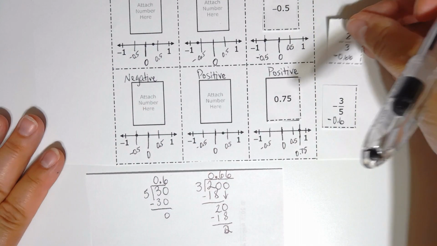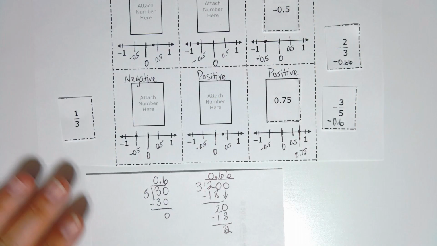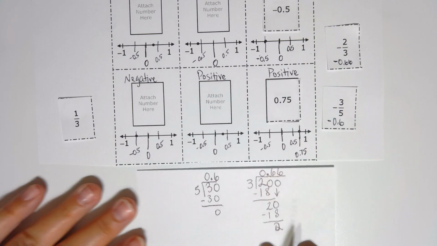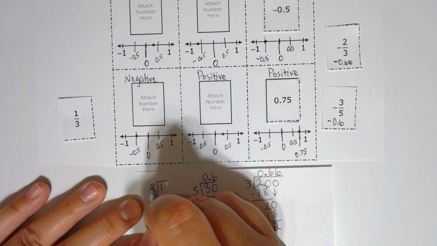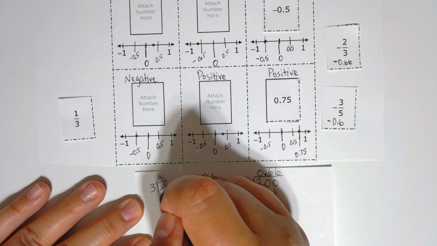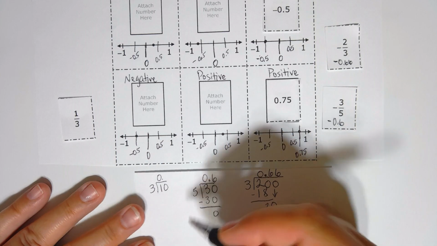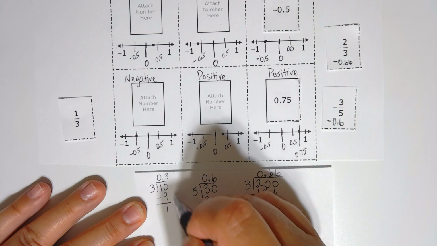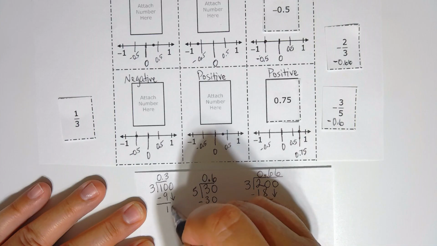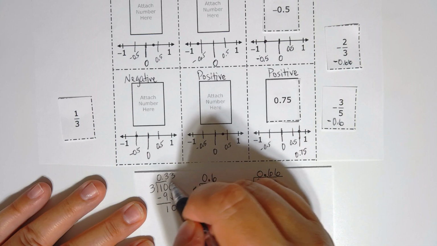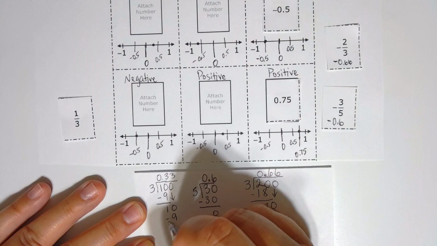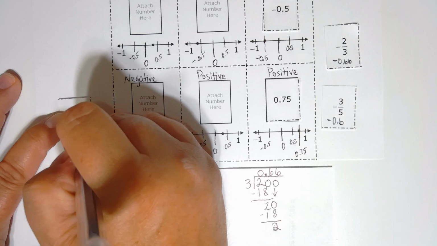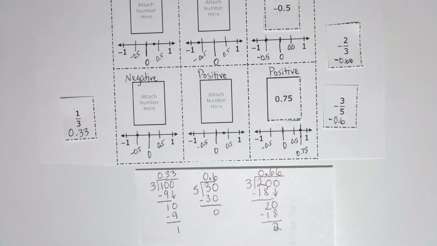The next one is 1/3. 1 in the house, 3 outside. 0. 3 will go into 10 3 times. 9. 1 left over. Add your 0. 3 into 10 3 times. It is also a repeating number. So 0.33, and you'll see that that one is positive.